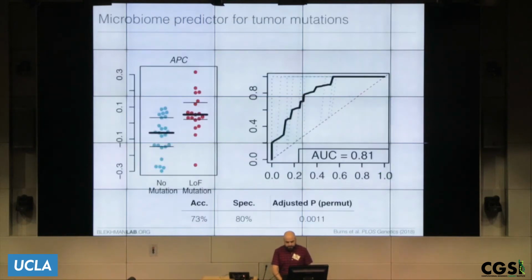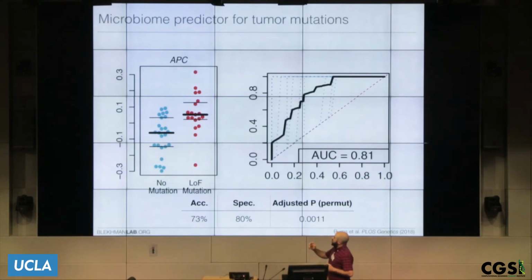Okay, the gene where we found the largest number of individuals with a loss of function mutation is APC. APC is a very well-known driver, one of the major drivers of colorectal cancer. What we wanted to see is whether we can use the same approach that we just used for tumor stage to predict whether a tumor has a loss of function mutation in APC, again just based on the microbiome. Using exactly the same approach, we found it actually works, sort of.